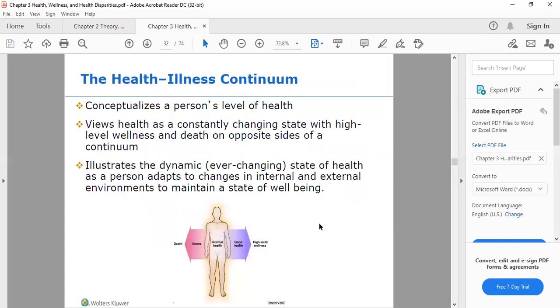And then the health illness continuum. This talks about how a person's level of health is conceptualized. It views health as a constantly changing state with a high level of wellness and death being on opposite ends. So you're either extremely healthy or you're near death. All right, and it talks about the dynamic, ever-changing state of health as the person adapts to changes in both the internal and external environment, trying to maintain this state of well-being.